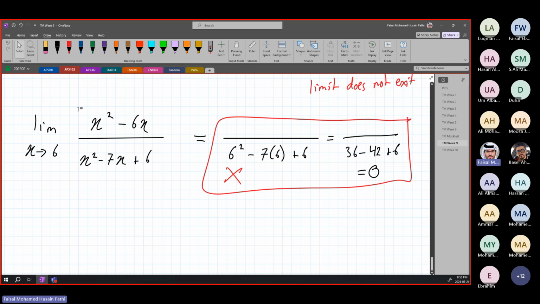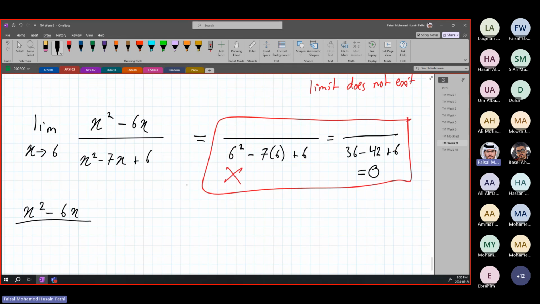Let's look at case 1. Case 1, we need a square root. We don't have a square root. But perfect, skip. Case 2, factorization. So let's start with factorizing x squared minus 6x over x squared minus 7x plus 6.